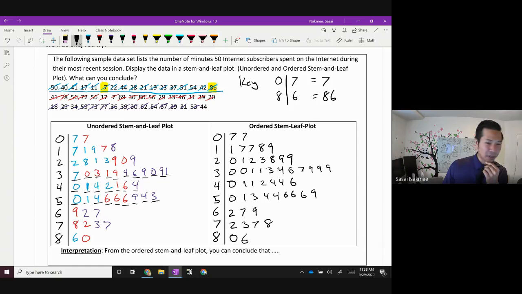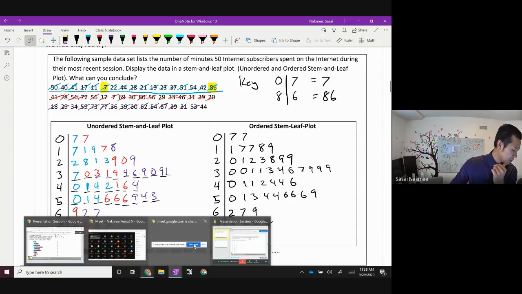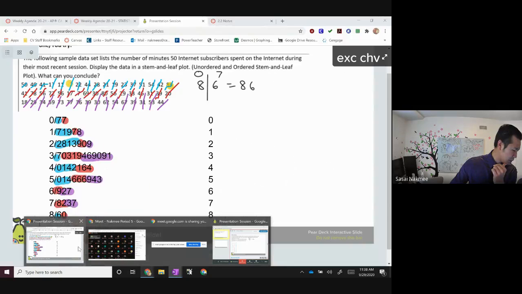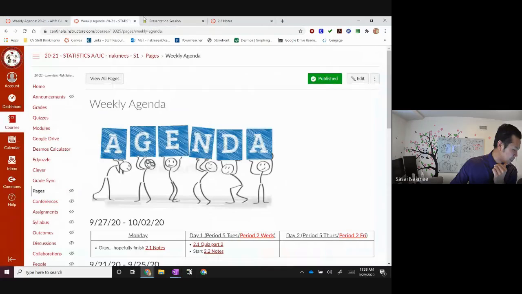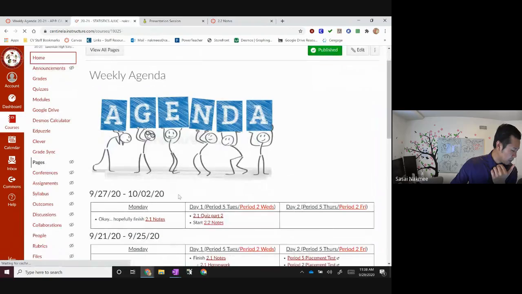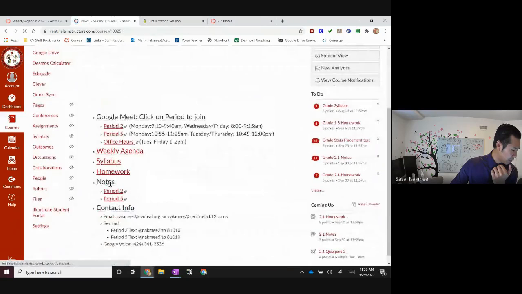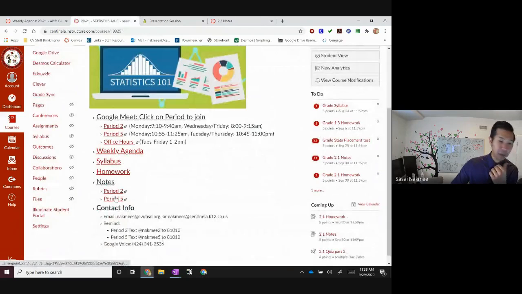Yes, of course. These notes are always going to be saved and posted. It's always the same link, by the way. Whenever you go to my homepage, the link to the notes will always be here, right here for period 2 and period 5. When you click on it, what notes are these? This is 2.2. We're on 2.2.